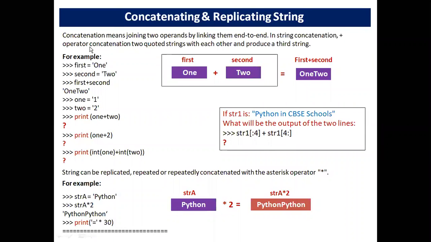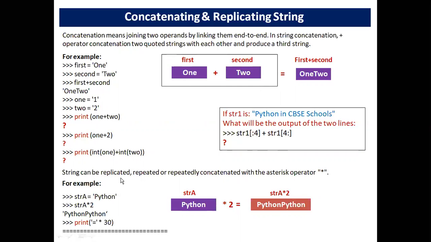Now coming to concatenation and replicating strings. Concatenation means we are joining two strings. First is equal to 1, second is equal to 2. Remember, numeric values cannot be added with a string. If str is "Python and CBSE schools", what will be the output of the two lines? You can check these from the questions marked with a question mark. You have to try it on the system and write the answers here. For example, first is 1, second is 2, so first plus second is going to give you 1 plus 2. You need to try this on your own.